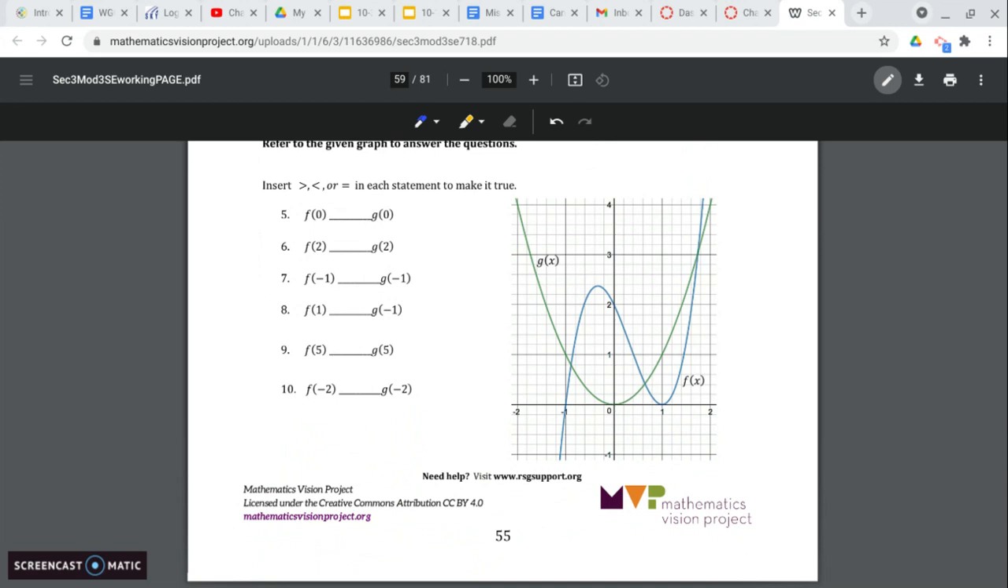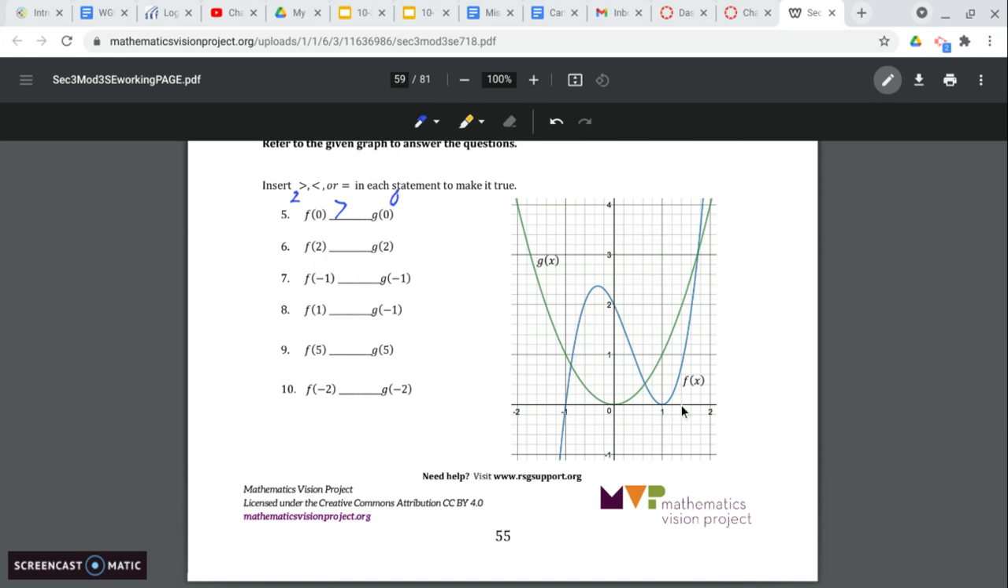All right, to refer to the given graph to answer the questions, insert greater than, less than, or equal to in each statement to make it true. So f of 0 is what to g of 0? We look, f of x is the blue one, g of x is the green one. Which one is greater at 0? Well, g of x is at 0. f of x is at 2. So f of x is greater than g of x because that one's 2, that one's 0.